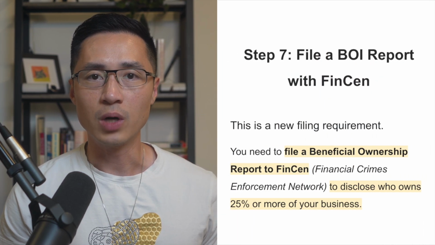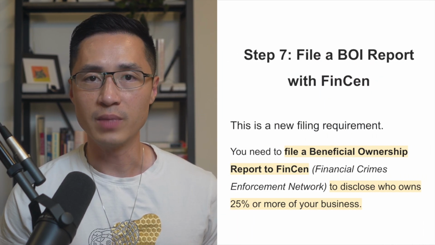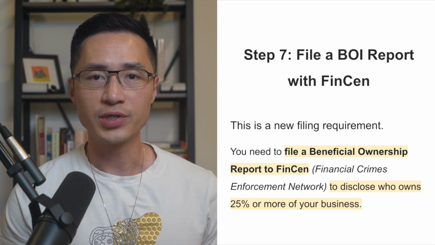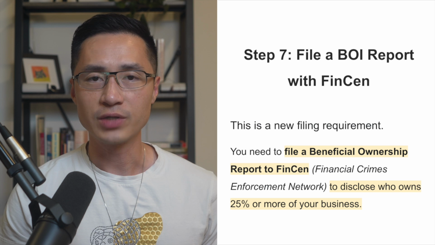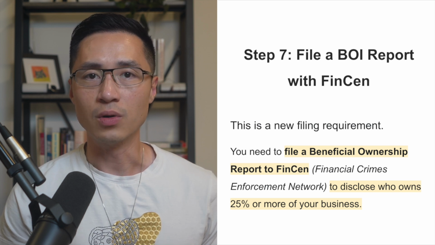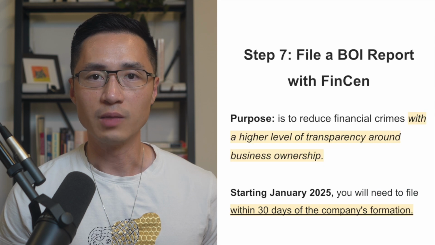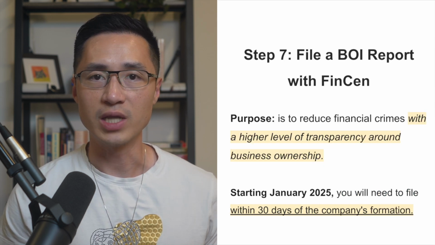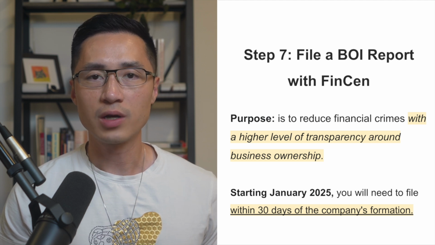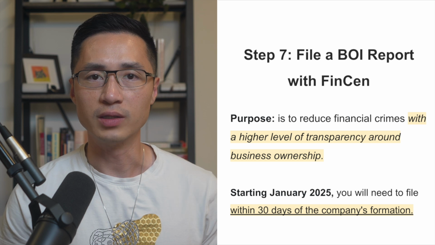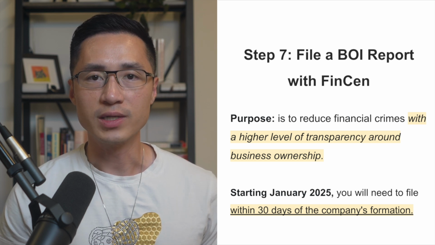Step number 7 is you need to file a BOI report with FinCEN. This is a new filing requirement that applies to all LLCs. So what you need to do is to file a beneficial ownership report to FinCEN, which stands for Financial Crimes Enforcement Network, to disclose who owns 25% or more of your business. It is basically a disclosure filing, and the purpose of it is the government's attempt to reduce financial crimes with a higher level of transparency around business ownership. And starting January 1st, 2025, you will have 30 days to file this report after the company's formation. So that's a really important step to keep track of.